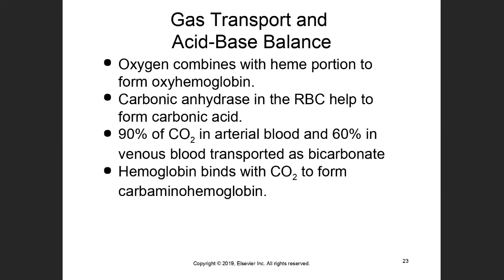Now we have gas transport and acid-base balance. Oxygen combines with heme portions to form oxyhemoglobin. I'm not going to read the PowerPoint, I'm going to explain it. Okay, listen. The transport of oxygen in the hemoglobin: remember, in the hemoglobin we have the heme group. The heme group contains the protoporphyrin and the iron. Iron is the one that attaches the oxygen.